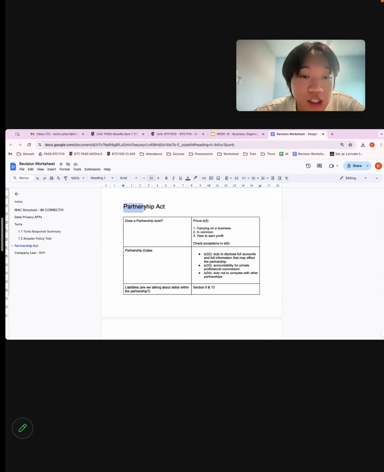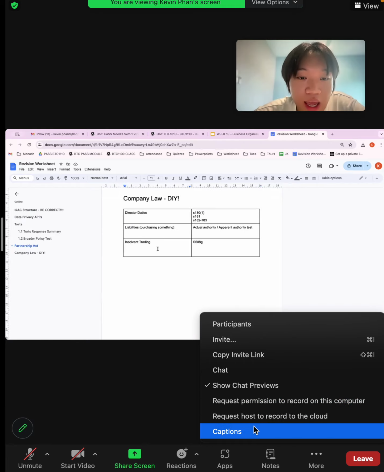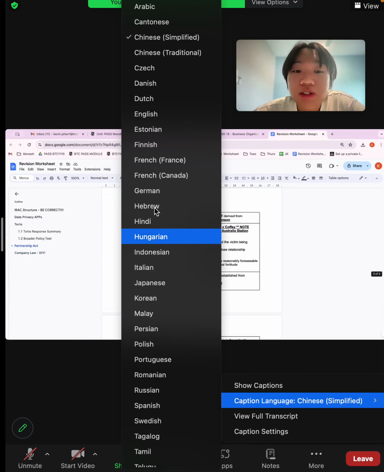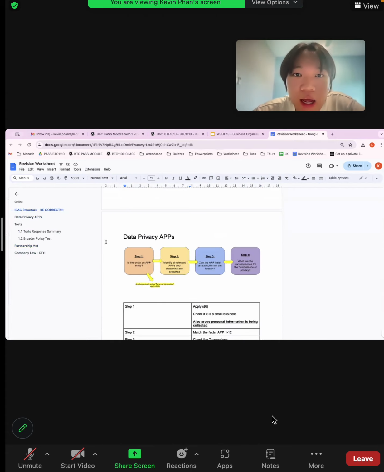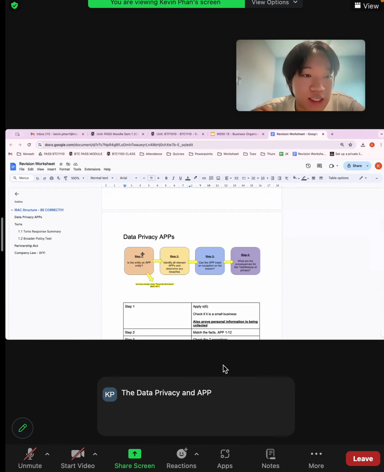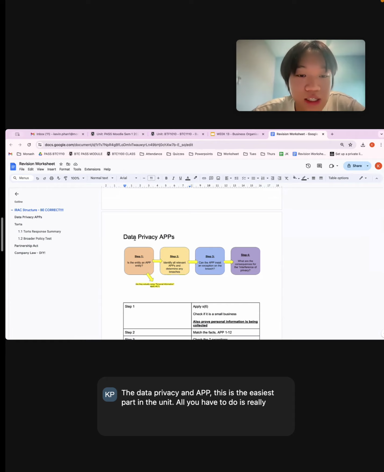Thirdly as well, the partnership law. So we talk about the partnership acts, which again, there's only 4 categories, and just a little bit of a snippet, we talk about company law as well. So firstly, we'll go through the data privacy APPs really quickly, but as a quick recap, the data privacy APPs, this is the easiest part in the unit. All you have to do is read the case study and essentially match the facts.